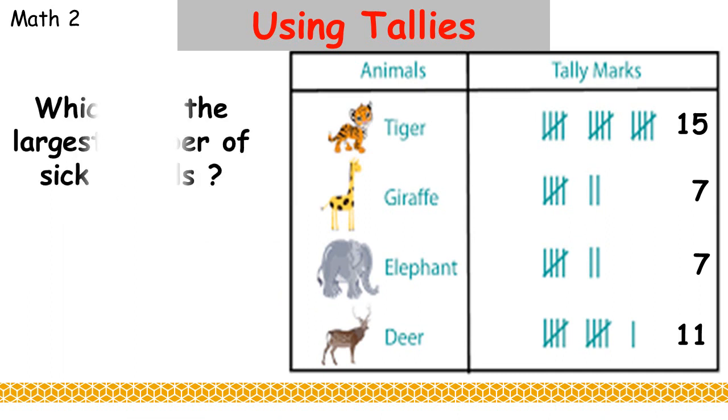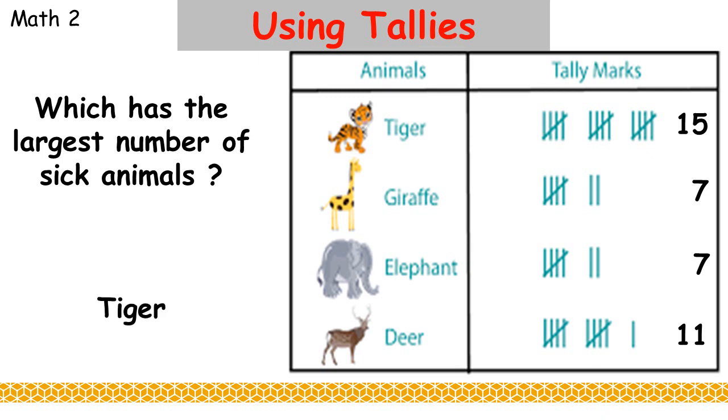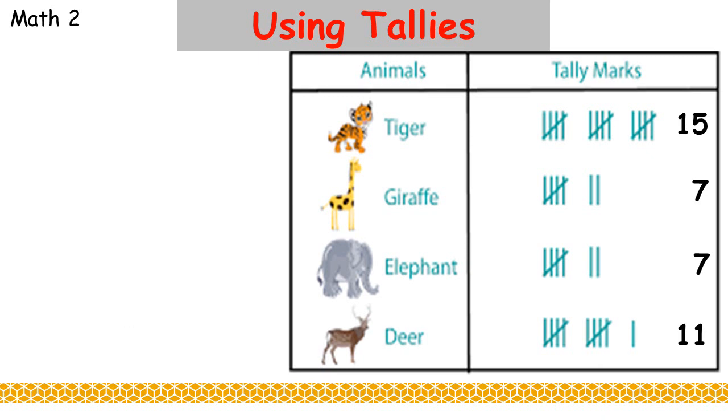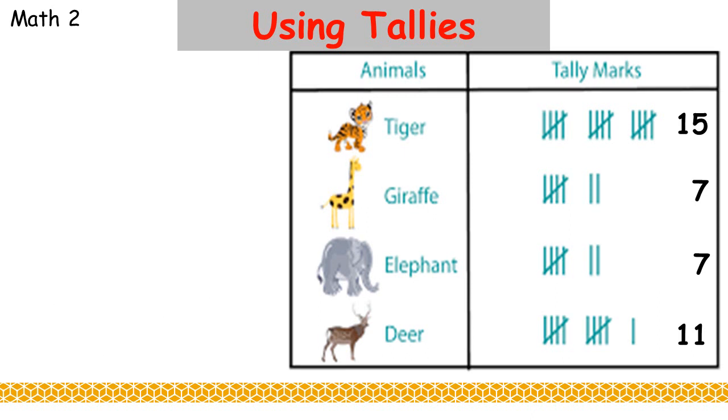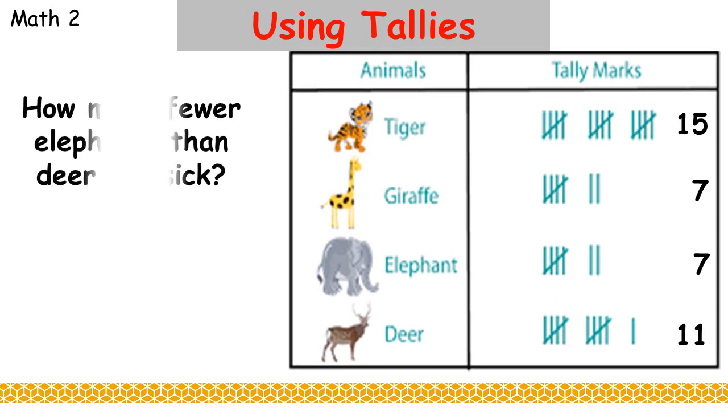First, which has the largest number of sick animals? Very good. The tiger has the largest number of sick animals in that zoo. Second, which have the same number of sick animals? Good. The giraffe and elephant. How many fewer elephants than deer got sick? The number of elephants that got sick during that week is 4 less than the deer.